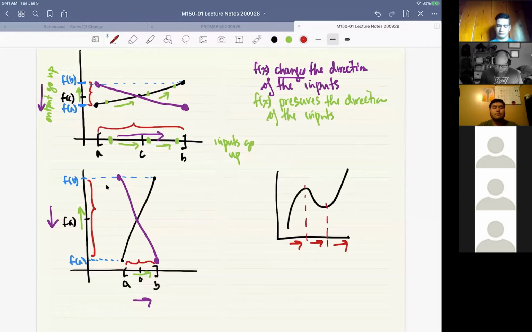part of the time, like from here to here, it preserves inputs, and then for part of the time, it reverses inputs, and then for part of the time, it preserves the direction of inputs. Okay, so functions can change directions, and we'll want to understand when that happens too. Okay, so stretching, compressing, preserving, or changing directions.